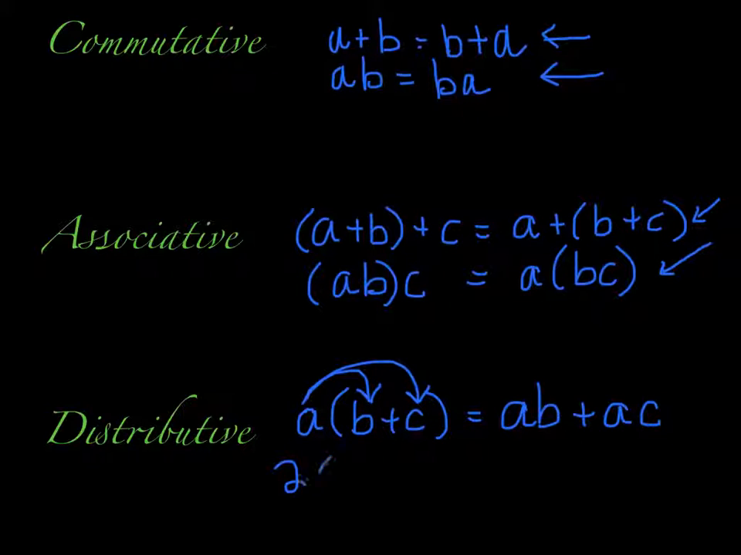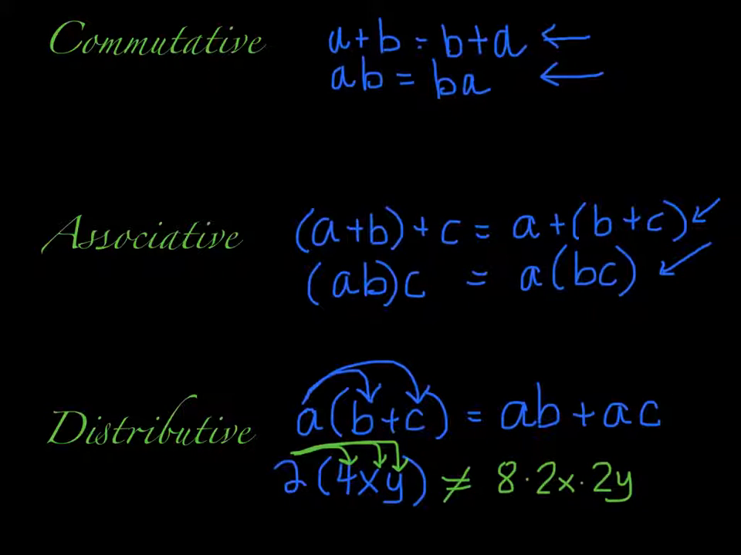Now, let's be careful. When we have a problem that is all multiplication, this is really 2 times 4 times x times y. I cannot distribute this 2 in here to the 4, to the x, to the y. This does not equal 2 times 4 times 2 times x times 2 times y, which would end up being 32xy. This is not correct. It is just simply 8xy.